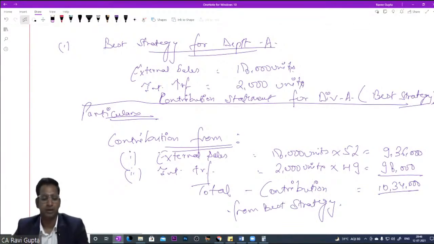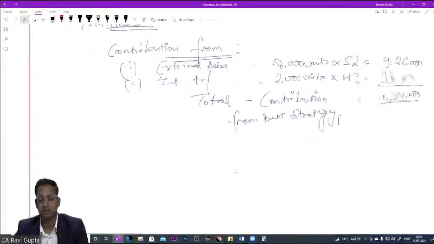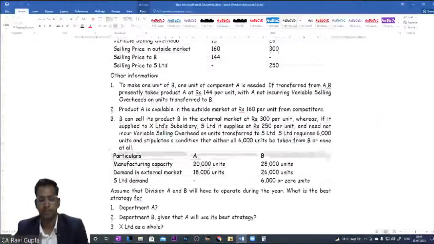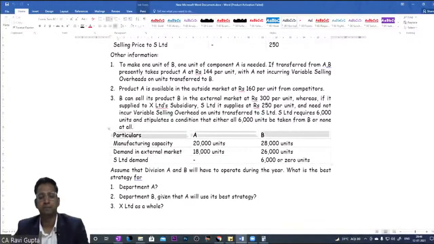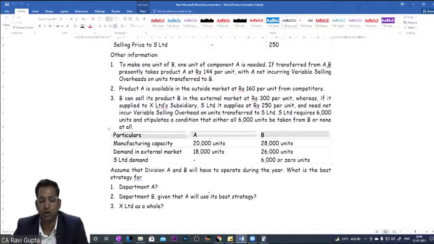Yes, Shafna. This was the first part, the best strategy for division A. Next, department B, given that A will use its best strategy. What is the best strategy for division A? To internally transfer 2,000 units. So using this strategy of division A, what will be department B's best strategy?